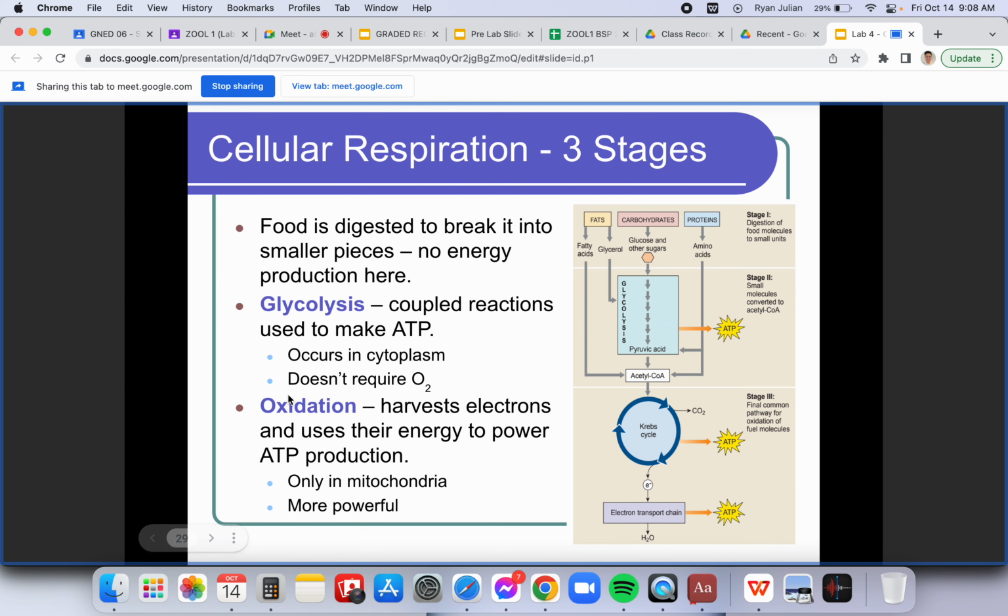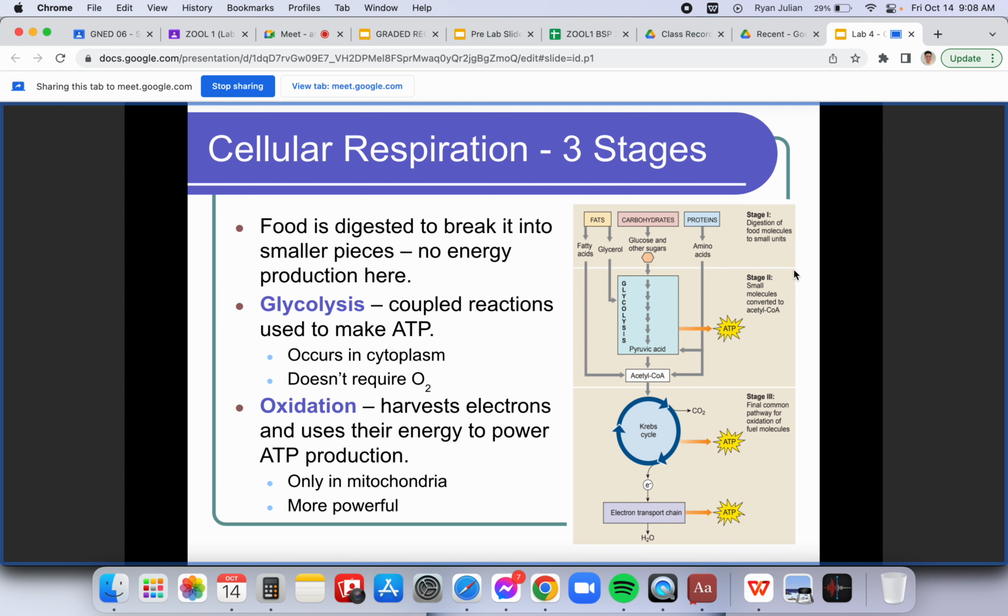The second process of cellular respiration is oxidation. It harvests electrons and uses their energy to power ATP production. Since we are talking about ATP, it only occurs in the mitochondria and it is more powerful in nature. Kindly take a look at this image that I have provided.